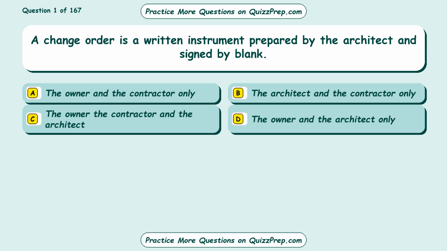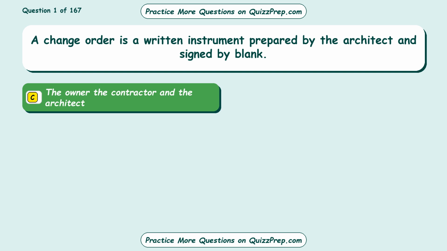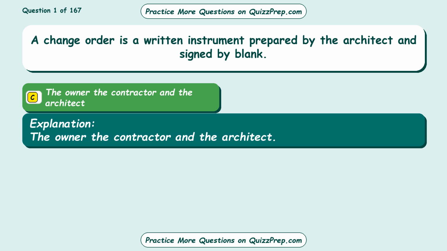Question 1. A change order is a written instrument prepared by the architect and signed by blank. Option A. The owner and the contractor only. Option B. The architect and the contractor only. Option C. The owner, the contractor and the architect. Option D. The owner and the architect only. The correct answer is option C. The owner, the contractor and the architect.